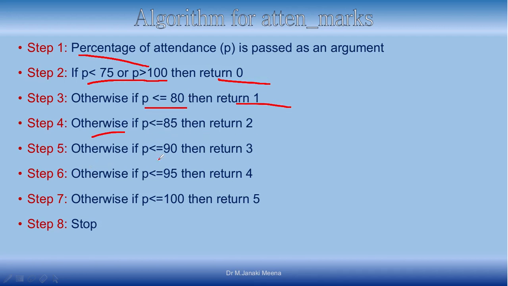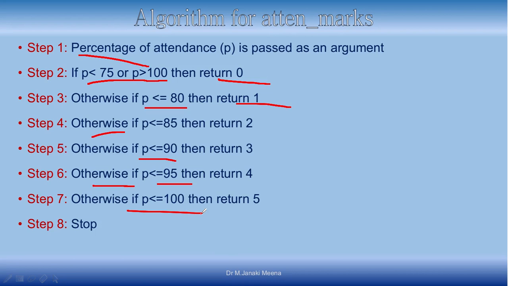Otherwise, when this line is getting executed, it is definitely greater than 85. So you are checking whether it is less than or equal to 90 and return 3. Otherwise, now we know that p will be greater than 90, so you return 4. Otherwise, here the value of p is greater than 95, so you are going to return 5 and you are going to stop. This is the algorithm for the attendance marks function.